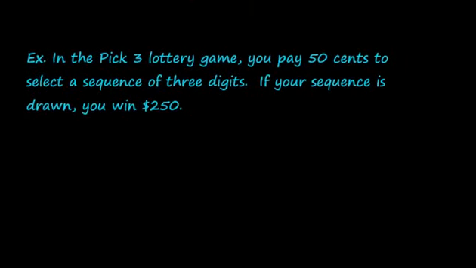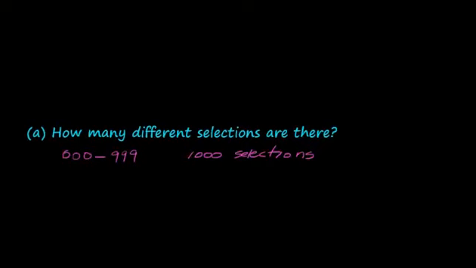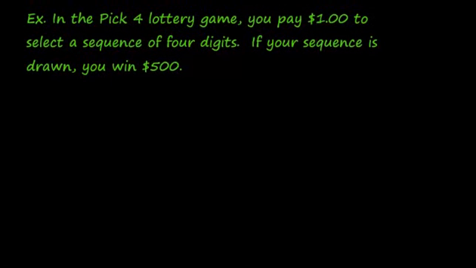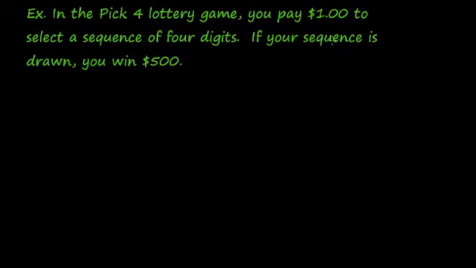Let's look at a different example. Okay. There we go. Okay. So our next example is a Pick 4. This time we're going to pay $1, but we can win $500. So twice as much. Pay twice as much, win twice as much. Let's see what happens in this one.